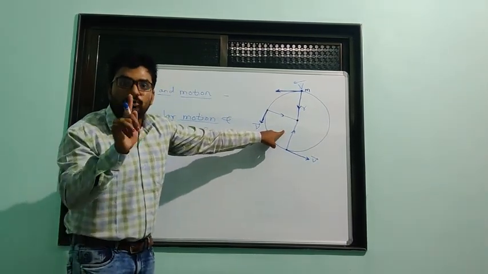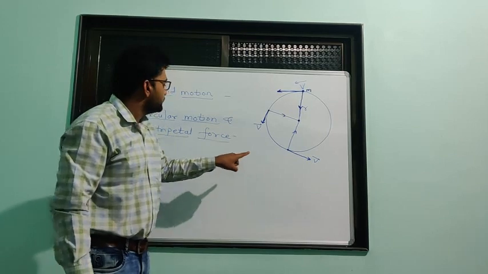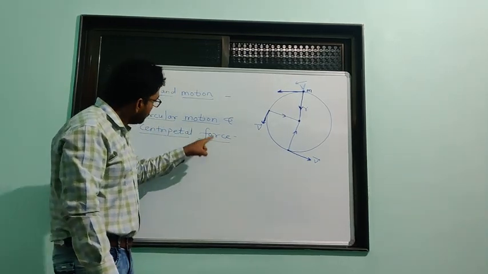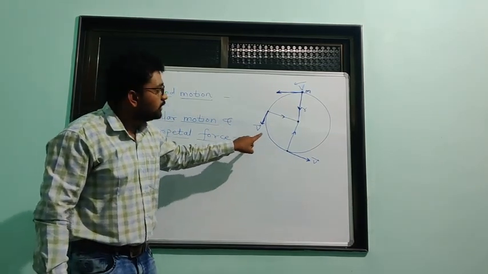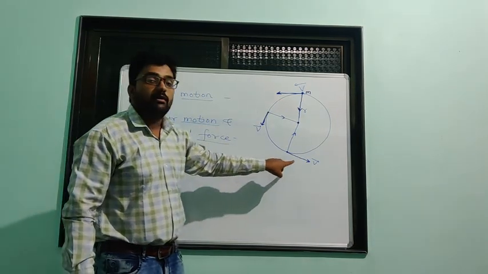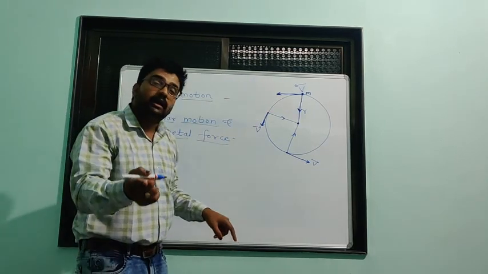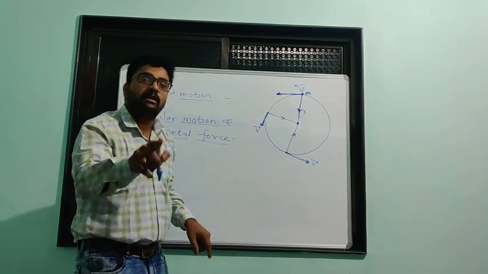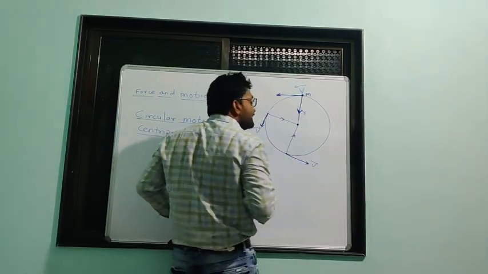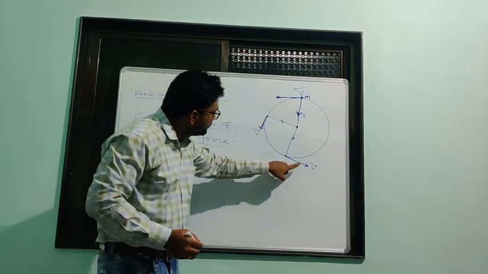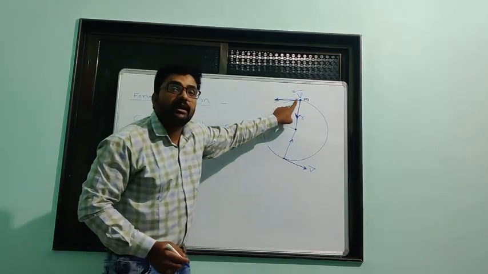So due to the centripetal force, circular motion is possible. Which force is required there? Centripetal force. Circular motion is the motion of an object around the circumference of a circle, and centripetal force is the force which acts towards the center and binds an object. Due to that, circular motion will be possible.